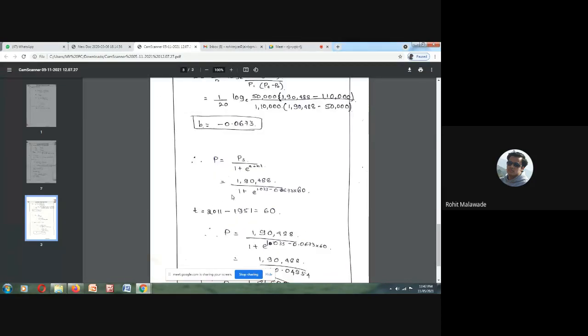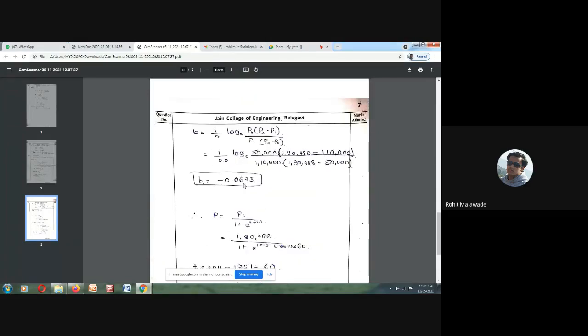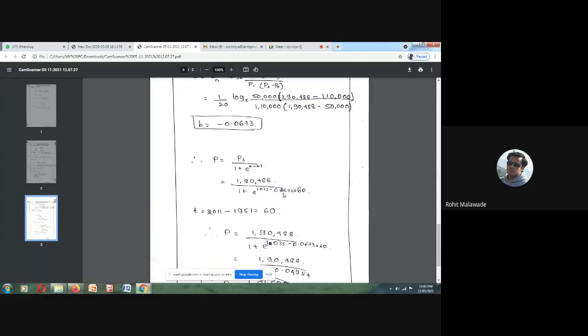Now we want the population in the year 2011. So we will be substituting whatever values we have got. Ps we already calculated is 1,90,488, divided by 1 plus e raised to a, which is 1.033, we have substituted it over here, minus b into t. B we have calculated as 0.0673. So we have substituted over here into t is 60.